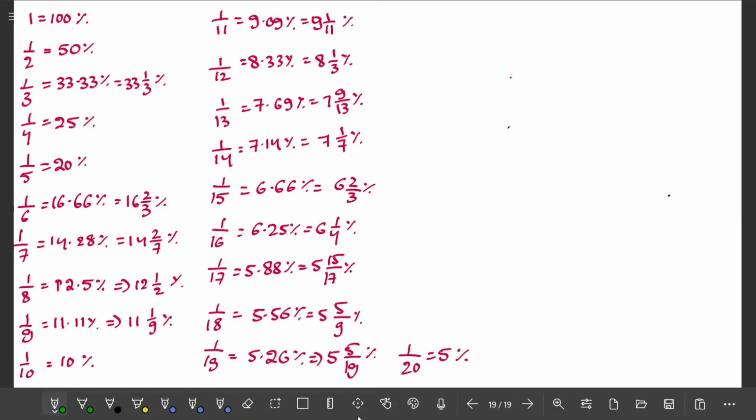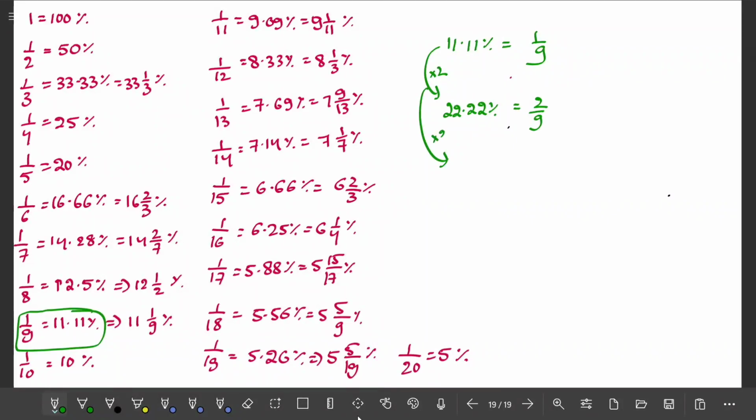Now let us take 11.11%. That equals 1 by 9. Sir, where is it? Here. From this, we can derive so many fractions. Sir, how? Multiply it with 2. It's 22.22%. That becomes 2 by 9. Multiply it with 3. What happens? It's 33.33%. We all know 33.33% is 1 by 3. So here also I should be doing multiplication by 3. So hence it becomes 1 by 3. We all know it.